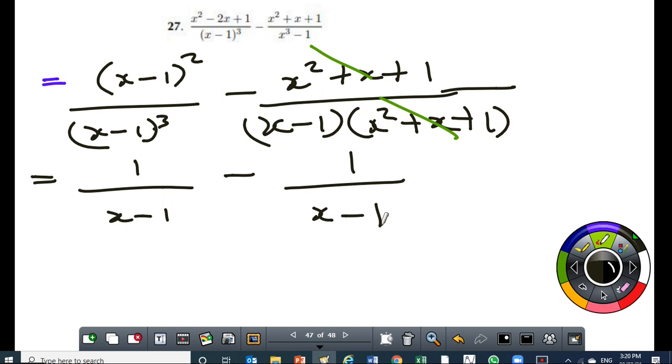Okay? Now, carrying on from there. Do you see that the denominator is the same? The numerators are also what? The same. Since the denominator is the same, means we can subtract the numerators. So 1 minus 1 gives us what? 0 divided by x minus 1 will give you 0.